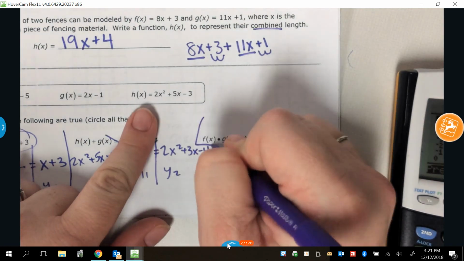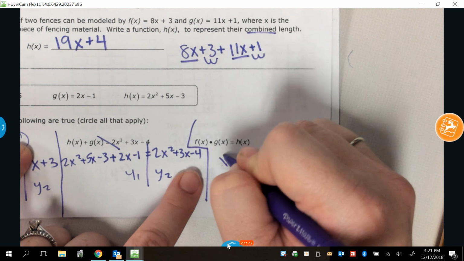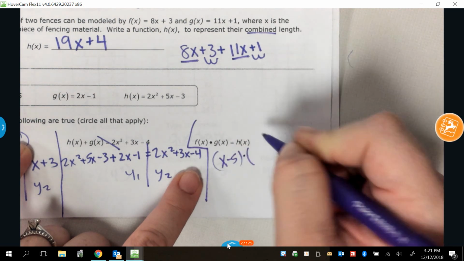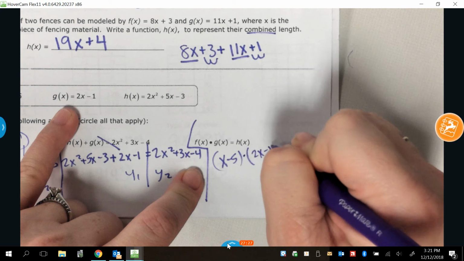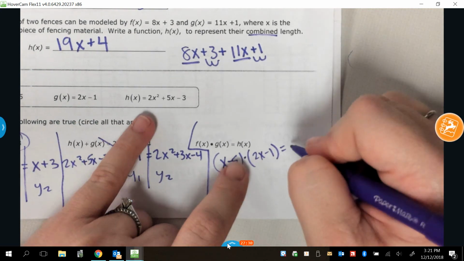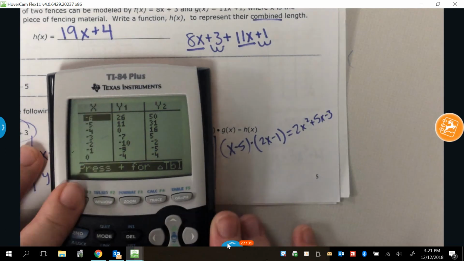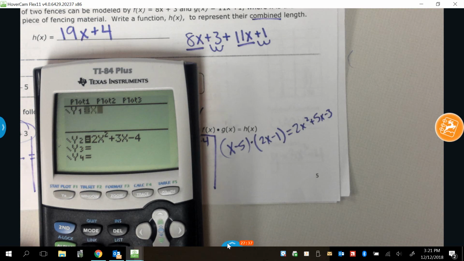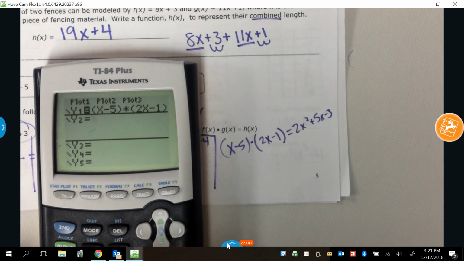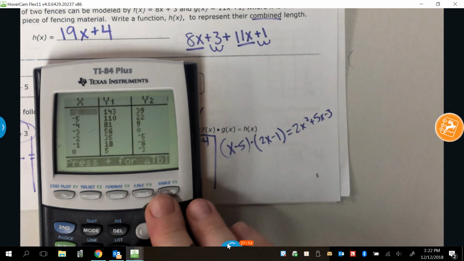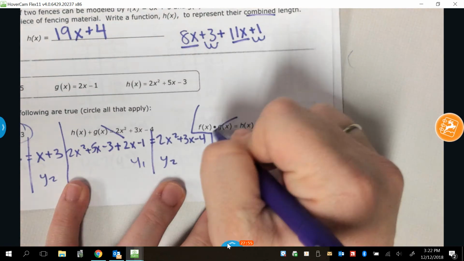And last but not least, f of x times g of x equals h of x, which is 2x squared plus 5x minus 3. So in y1, we'll type x minus 5 times 2x minus 1, and we'll type h of x, 2x squared plus 5x minus 3, and they do not match, therefore this is not true.